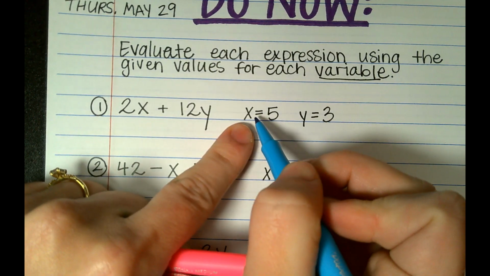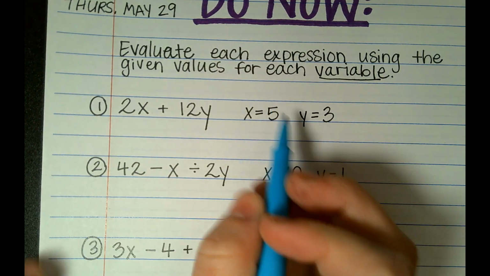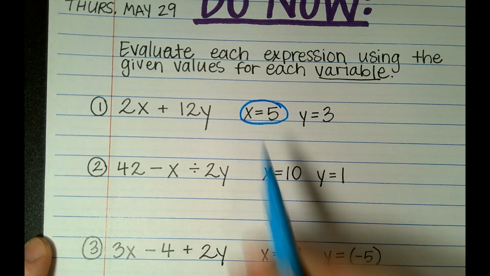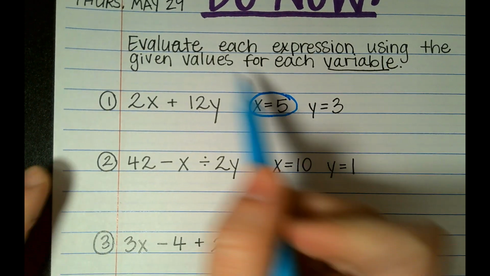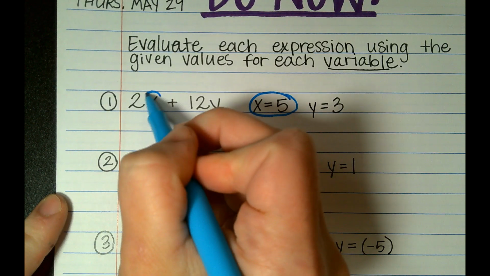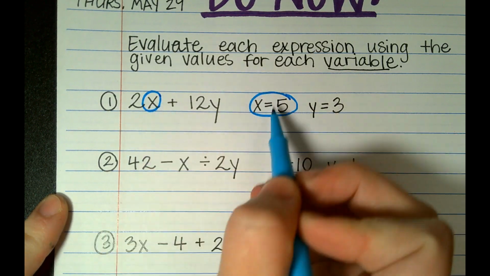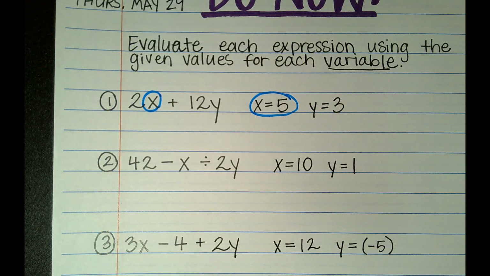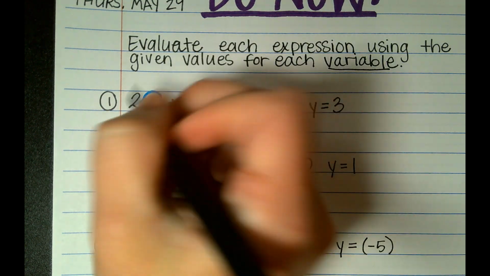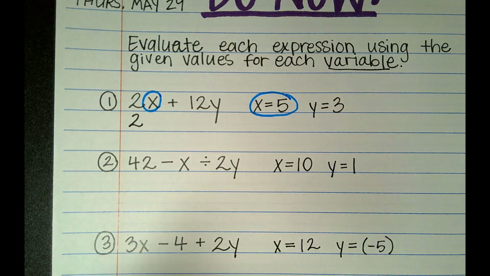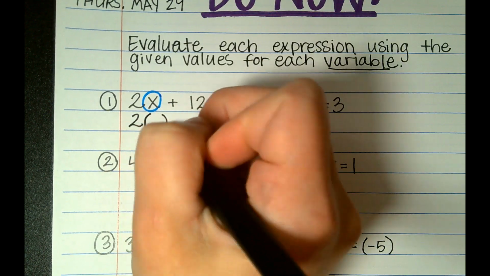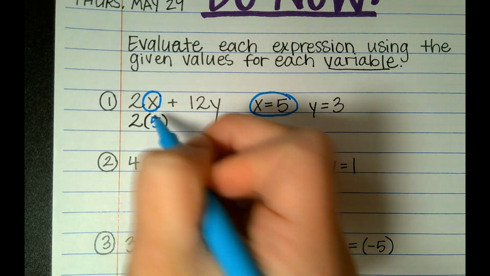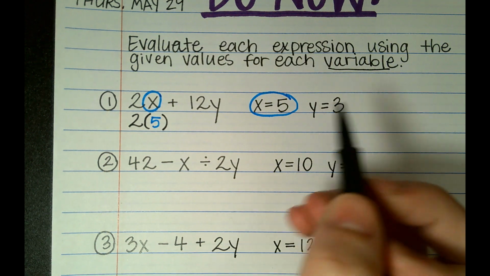Yeah, let's go ahead and take our x value, which is 5. And what am I going to do with that 5? I'm going to replace the x with the value that was given. So instead of 2x, I'm going to write 2 times 5. So I'm going to put parentheses and 5. And that means we're going to multiply them. And what should I do next?